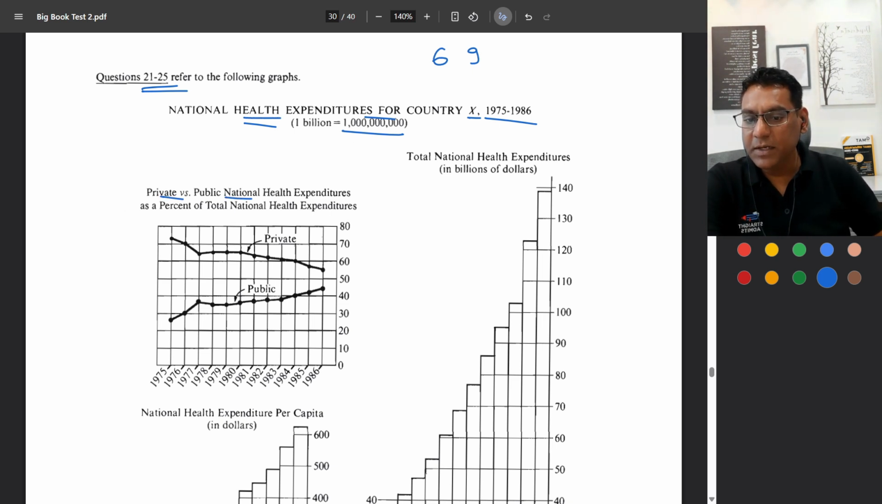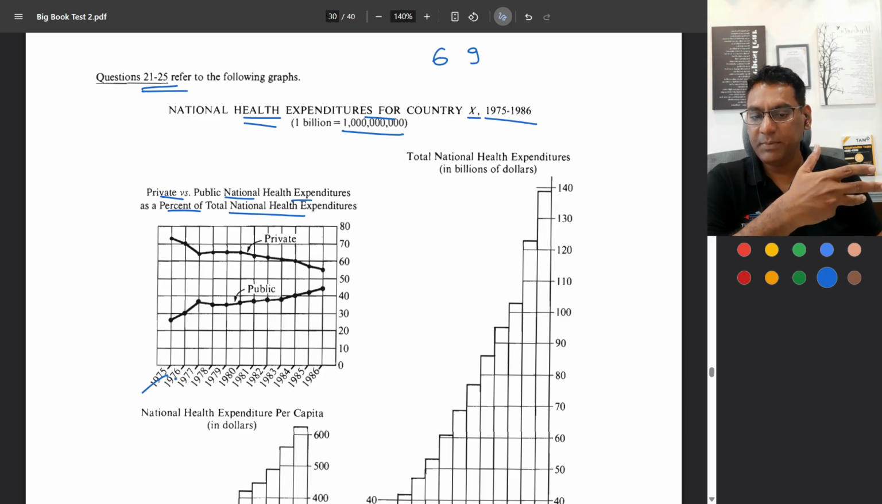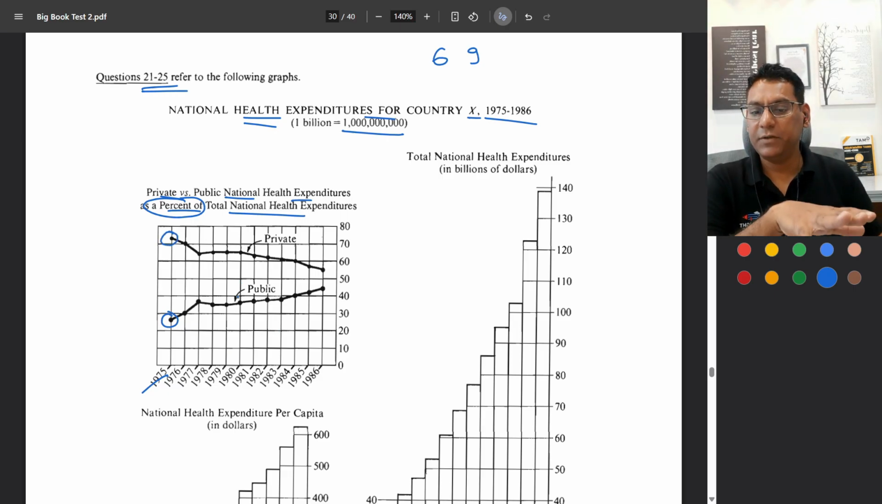Private versus public national health expenditure as percent of total national health expenditure. So if in 1975 they spent 100% on the expenditure, whatever that number is, this is in percents. Out of that, what is this number? 28% was public, 72% was private. That's what this graph is. And the public percentage went up, private percentage went down as time went on.